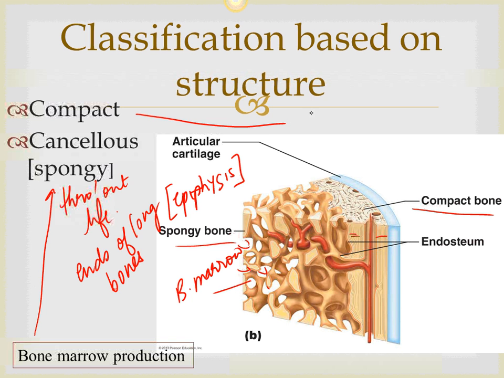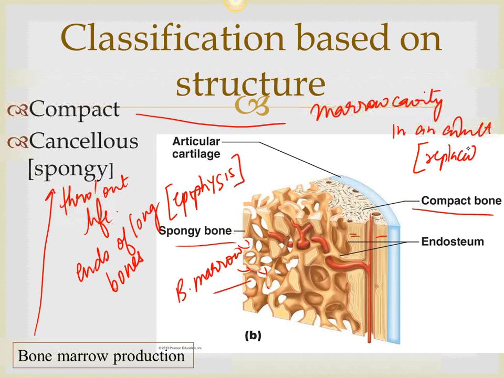It's also produced in the marrow cavity of compact bone. But then in an adult, or when they are a little older, this marrow cavity's bone marrow is replaced by fat. So bone marrow is not produced in the marrow cavity throughout life, okay, just in early life.